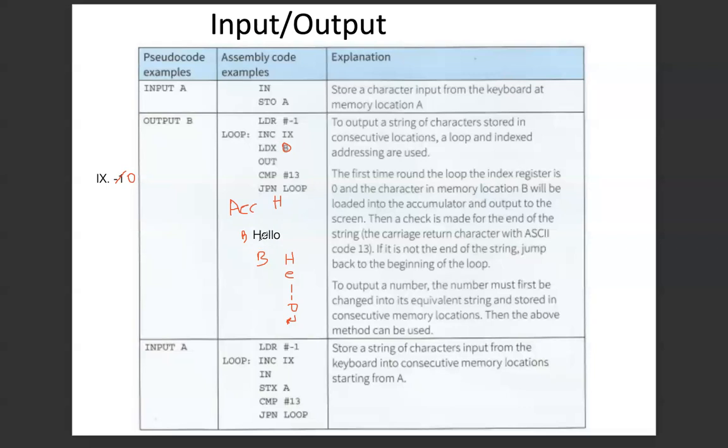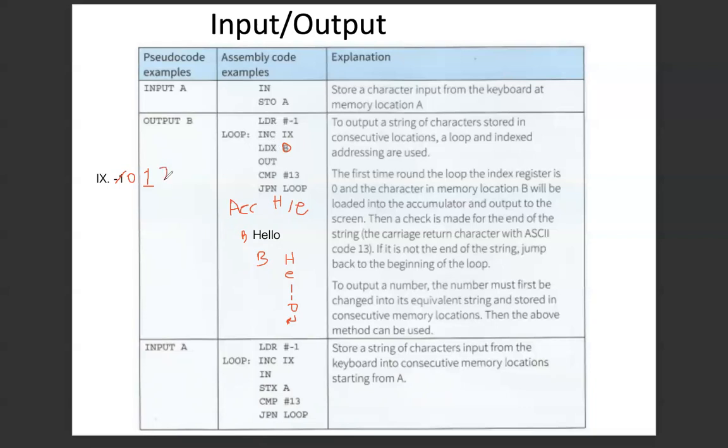So the next character I will read is E. How will I read it? First of all, I will increment my IX. This time my IX will have 1 in it. After I do index addressing, that means B plus 1, so I'll move one place down, to E. Because of that, my ACC will now have E in it. I will print it on screen and compare it to #3. It will not match, so I'll go back up and do it all over again.